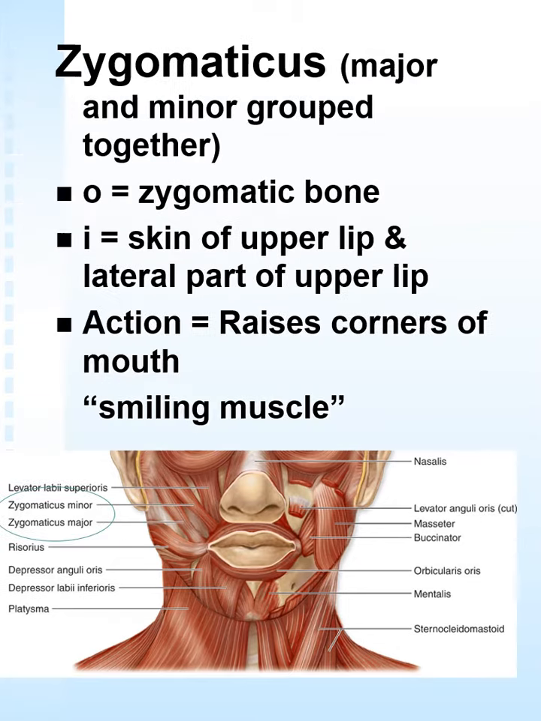And the origin is the anterior surface of the maxilla bone, and the insertion is the corner of the mouth. The zygomaticus are actually composed of a zygomaticus major and a zygomaticus minor. However, for our class, we'll just group them together as the zygomaticus muscles. And so these muscles work with the levator anguli oris muscles and also are considered the smiling muscles. They originate on the zygomatic bone, and they insert on the skin of the upper lip and lateral part of the upper lip as well.